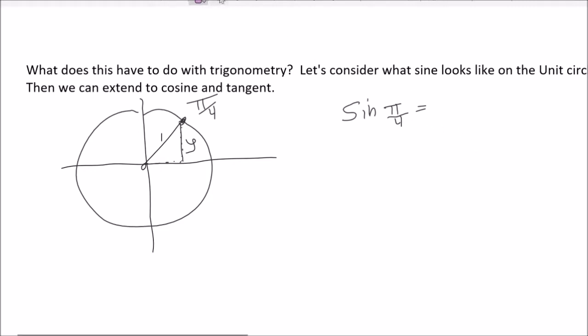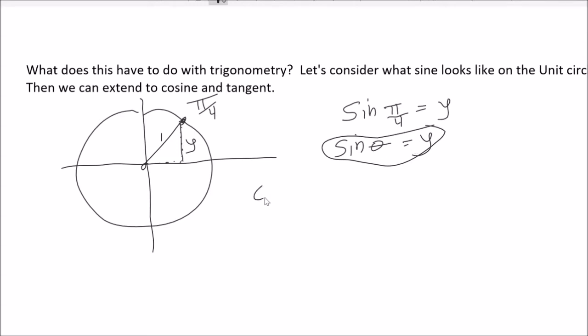So now we ask, how would that have changed had I picked any other angle? Like, what if I had picked 7 pi over 4, something like that? It actually doesn't change anything at all. It's still going to be the opposite side on this triangle, no matter how you draw it, is always going to be the y value. So what that tells us is that sine of any angle, so I'm going to use theta to express that idea, sine of any angle is y. So we now can sort of substitute those for one another.